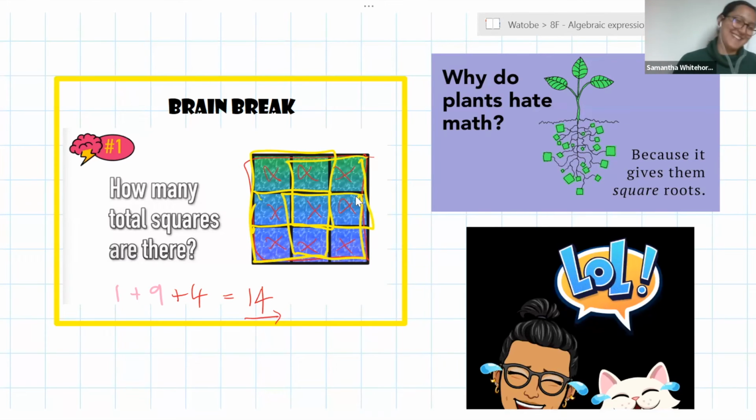Tavi is saying she's shocked. That's why it's called a brain break. Tavi is saying you'll be fine.